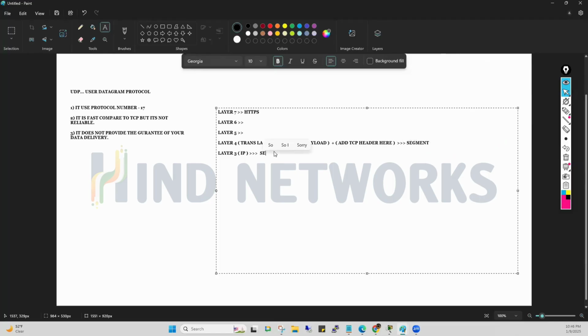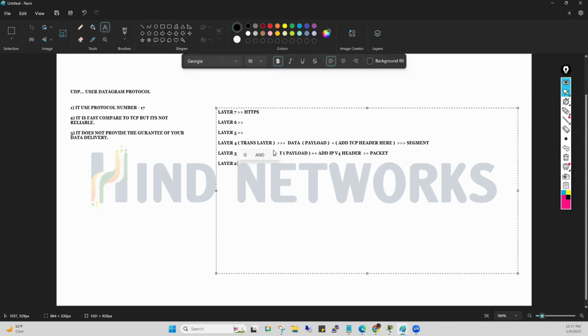So what will layer number 3 do? Layer number 3 receives the segment, and that is the payload for layer number 3. Now, what will layer number 3 do? Layer number 3 will add which header? IPv4 header. And the complete data is called packet. Layer number 3 will hand this over to layer number 2.